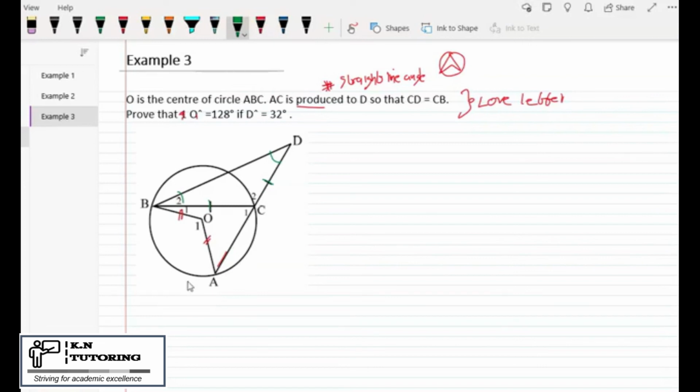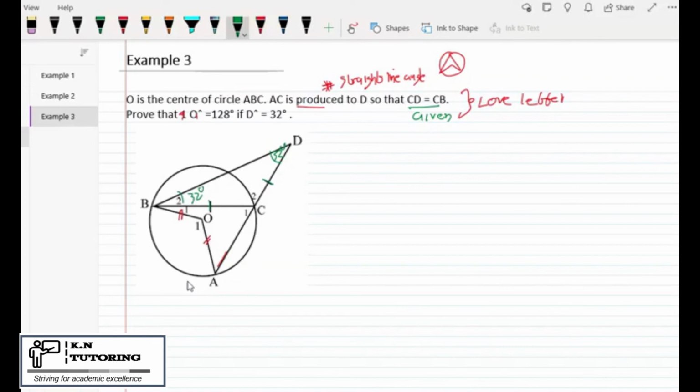So we need to determine O1. So we need to get the value of OY. But we are told that D is equal to 32. So I'm going to put 32 there. And I've already mentioned that D is equal to B2. So this is 32. Why are they equal? Because these are base angles of an isosceles triangle. BC is equal to CD. How do we know that they're equal? Because they are given to us. Given.